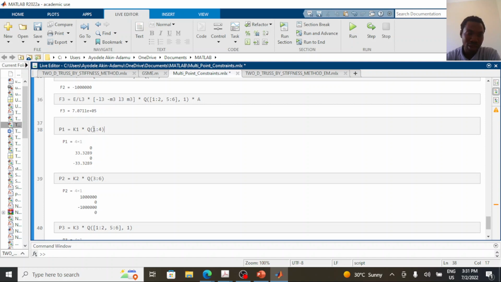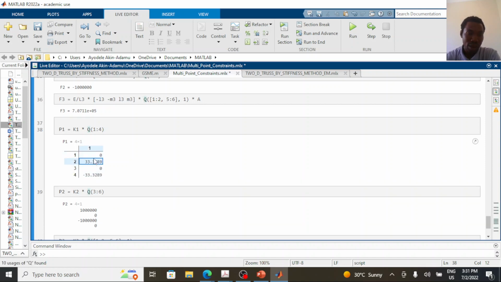I'm extracting the displacement value at position 1, 2, 3, 4 of Q, because element 1 is located between node 1 and 2. And these are the displacement quantity at this node. So if we run this, you get the force component, you get this force vector. The force vector is the force component in the x and y direction at node 1, while the third and fourth is the force component at node 2 in the x and y direction respectively.